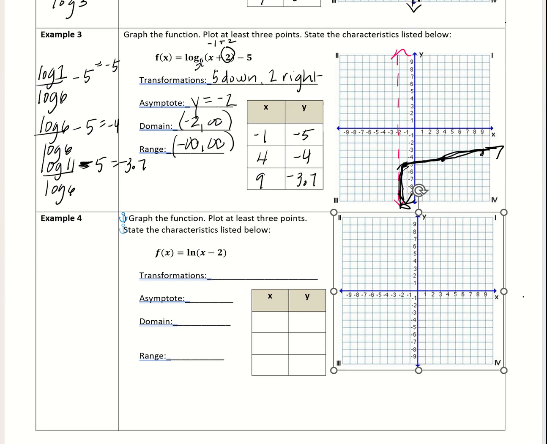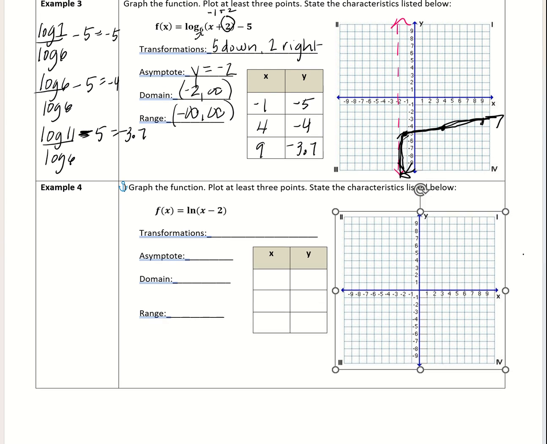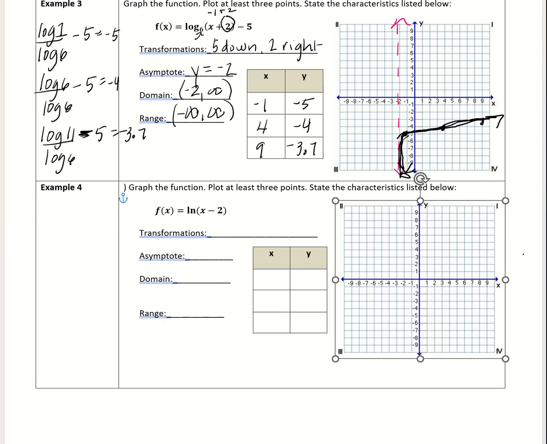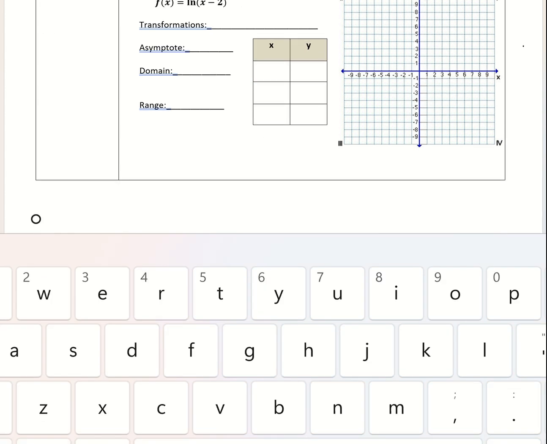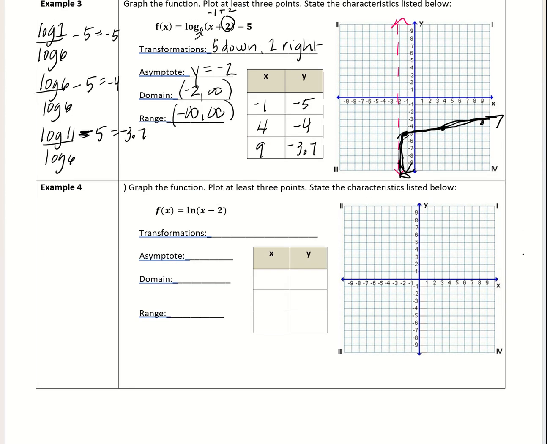All right, last but not least, we're going to do this one. Sorry, I moved that graph. So what we're going to do on this one is we're going to plug in some values. Again, you don't want to plug something in there that gives you 0. So don't plug in 2 because ln of 2 will give you an error.